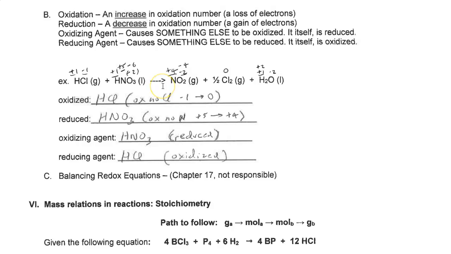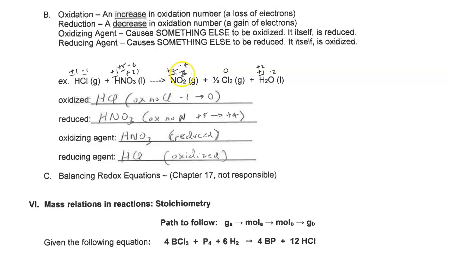Okay? All right, right-hand side. Let's look at our products. Do I have a rule for nitrogen? No, I don't have a rule for nitrogen. Okay, do I have a rule for oxygen in the compound? Yeah, it's minus 2. Okay, how many oxygens do I have?